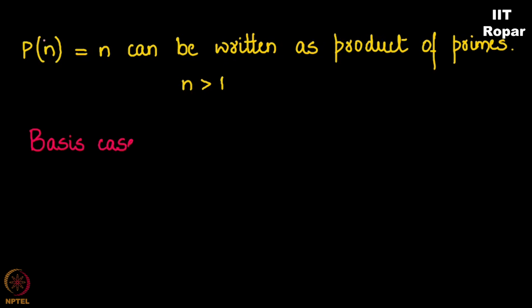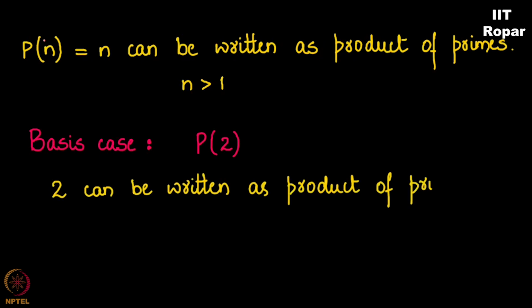The basis case, as you know, since n is strictly greater than 1, we start with 2. Now P(2) will be: 2 can be written as a product of primes. 2 is itself a prime number, hence the basis case is true. What does the hypothesis state?